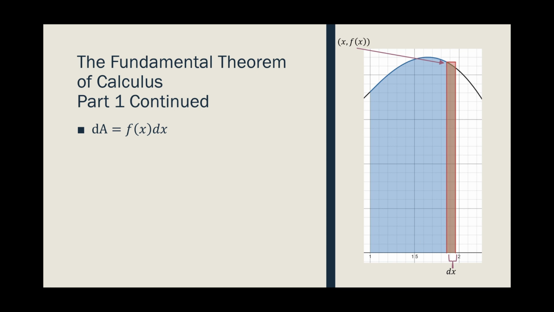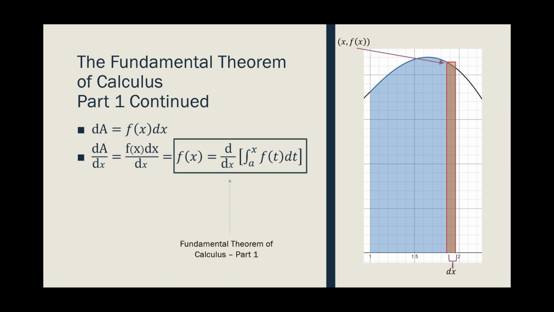Now, if we substitute this equation into our definition for the derivative of A of x, we find that dA/dx is equal to f of x times dx divided by dx, and now the dx is cancelled to leave us with just f of x, which is equal to d/dx of the integral from a to x of f of t dt by our definition of A of x and dA/dx. This part over here is the first part of the fundamental theorem of calculus.